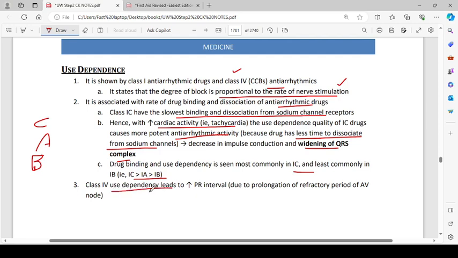Class 4 use dependence leads to an increased PR interval due to prolongation of the refractory period of the AV node.